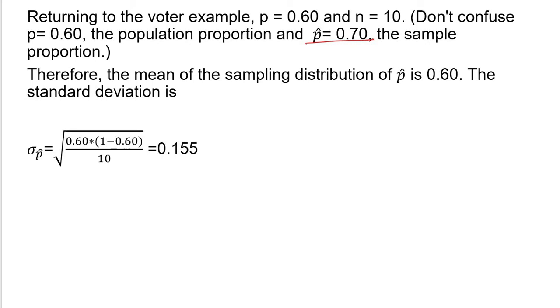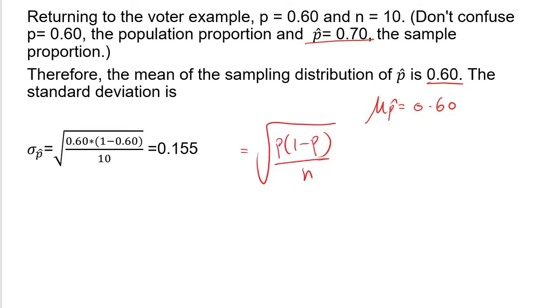Therefore, the mean of the sampling distribution of p hat is going to be 60%. That is because of the previous formula. So the mean of the distribution of sample proportion is equal to the population proportion. And the standard deviation, we're going again to use the formula, which says the square root of p times 1 minus p divided by n. So n is 10, p is 60%, and the answer is going to be 0.155. So this is how we compute the mean and the standard deviation for the distribution of sample proportion.